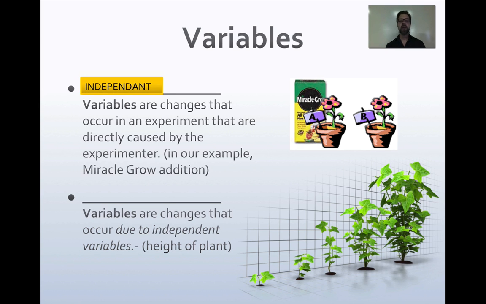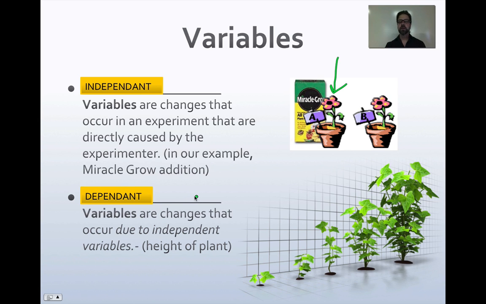First, independent variables are changes that occur in an experiment that are directly caused by the experimenter. In our example, it's the Miracle-Gro addition. So our independent variable then is the addition of Miracle-Gro to plant type A. Dependent variables are changes that occur due to the independent variables.